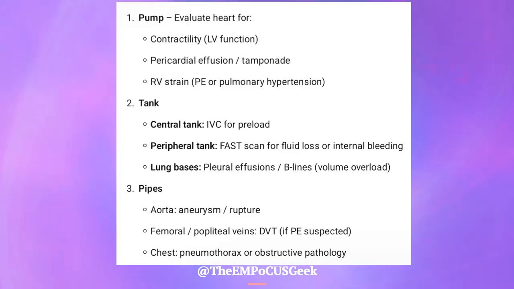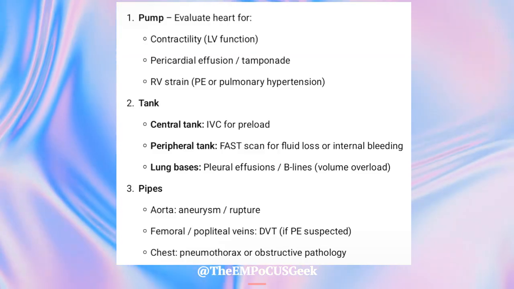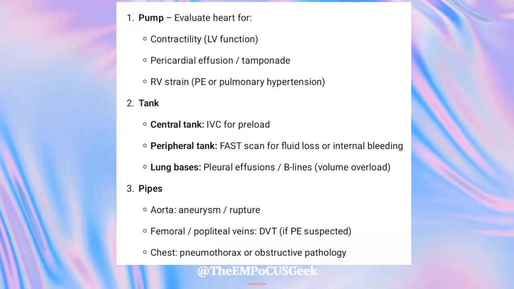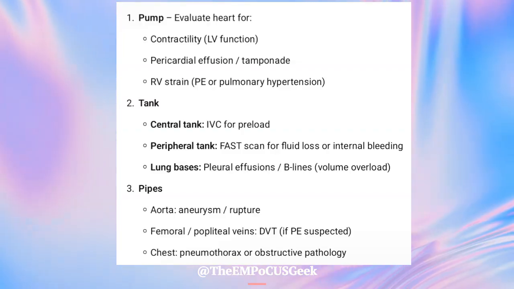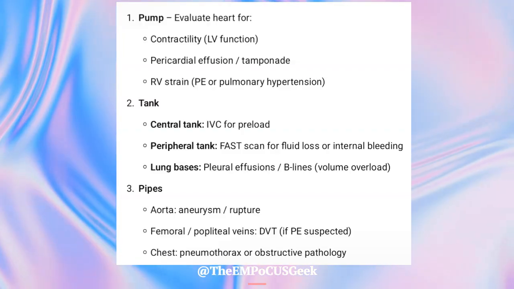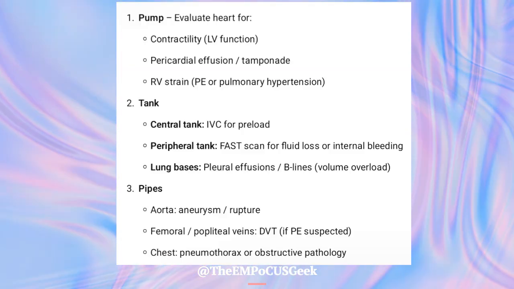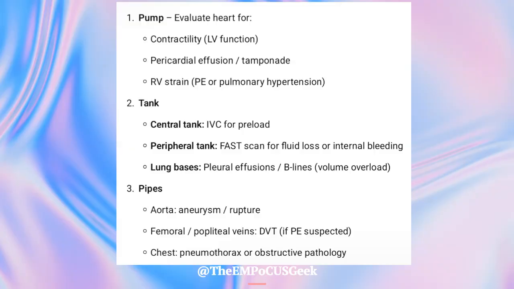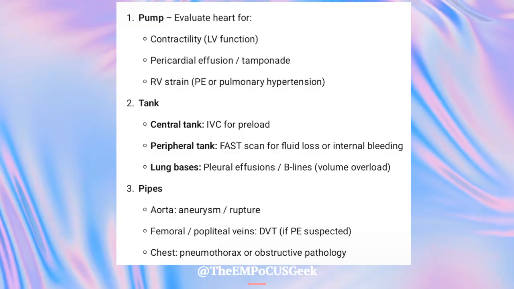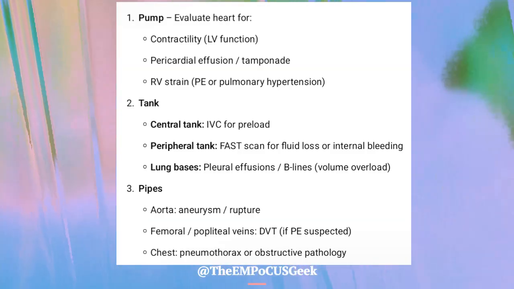The pump is the heart, and we evaluate the heart for contractility, LV function, pericardial effusion or tamponade, and right ventricular strain, indicative of pulmonary embolism or pulmonary hypertension. The tank. The central tank is the IVC, and we assess it for preload. The peripheral tank, we do a FAST scan for fluid loss or internal bleeding. And the lung bases, we look for pleural effusions or B lines suggestive of volume overload.